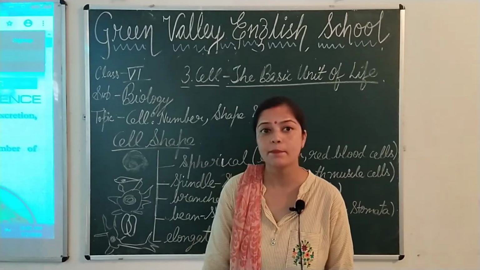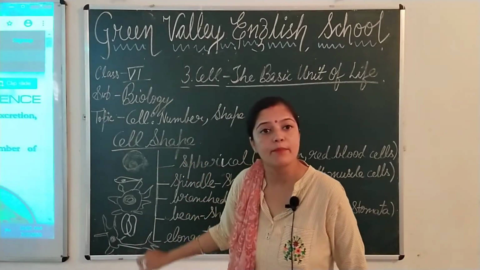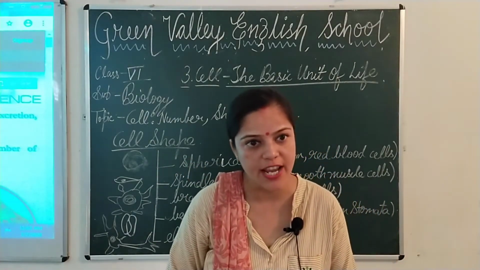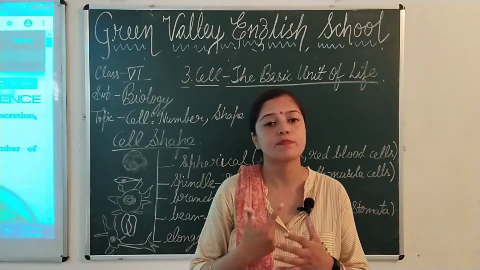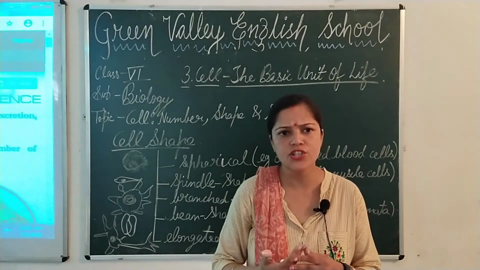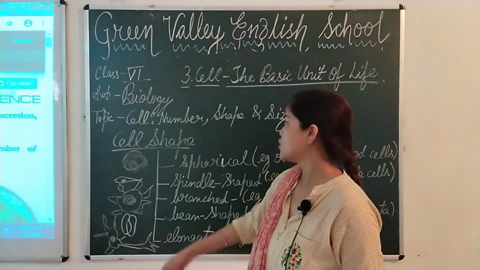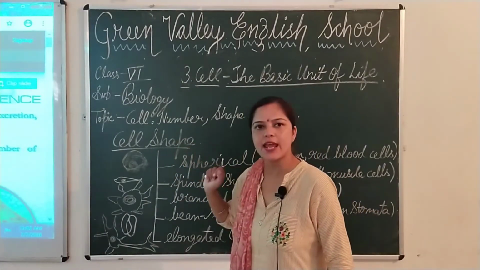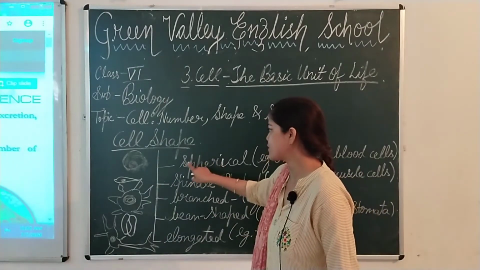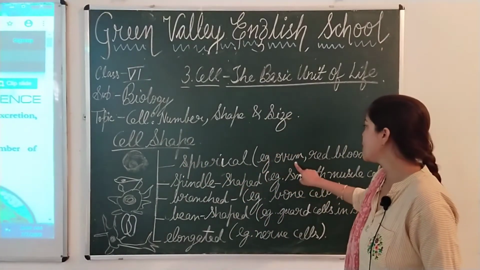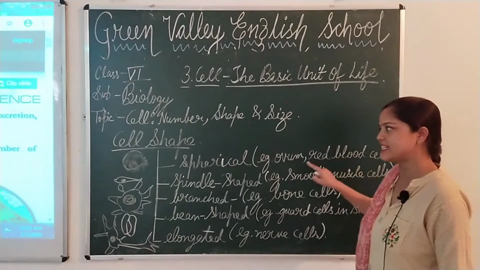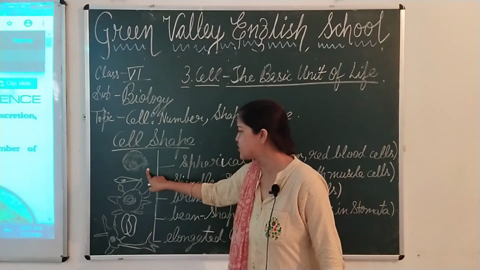Now we'll study about cell shape. Cells are of different shapes: spherical, spindle shaped, branched, bean shaped and elongated. Spherical, example, ovum and red blood cells. They are spherical in shape.